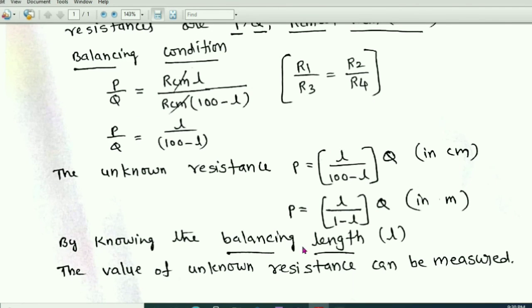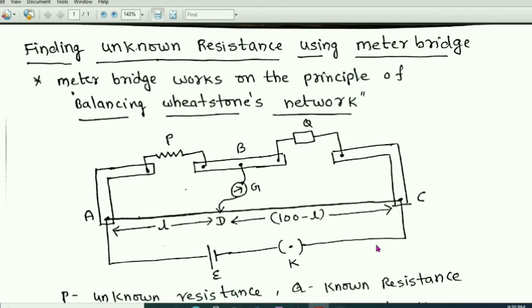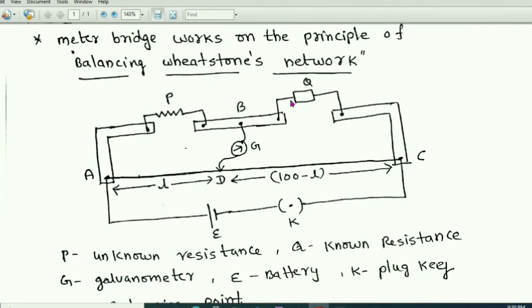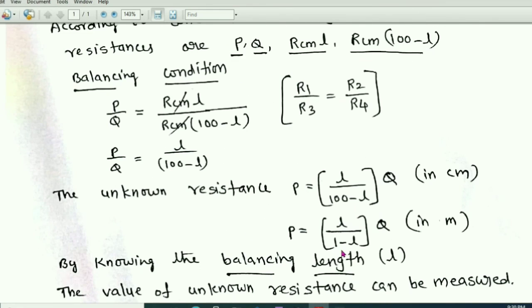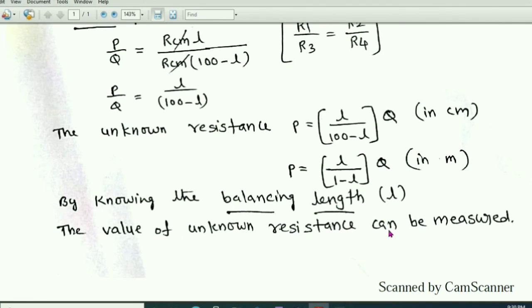Now, L is the balancing length. From the experiment, we can know the balancing length L. Already we know the known resistance; for this particular known resistance only, we find this balancing length. So we know the values of Q, the known resistance, and L, the balancing length, from the experiment. Now by knowing the L and Q values, we can get the value of the unknown resistance.